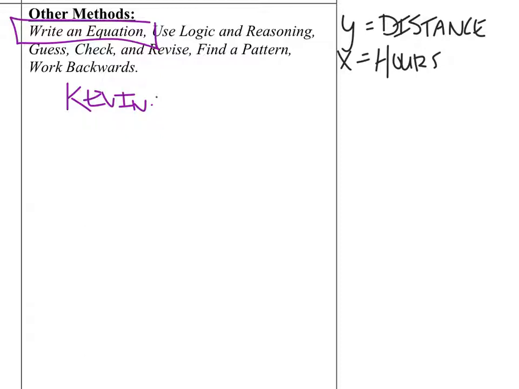So for Kevin, his distance will equal, well, he starts at 90 miles, and then we add 25 miles every hour, so we multiply it by the number of hours. It's not in order. Yes, I did not write that in order, because right now it's not going to make a difference, and I'll show you why.